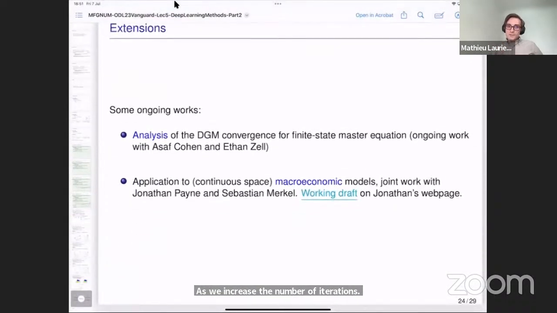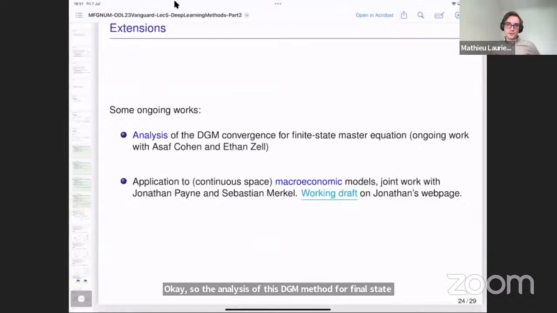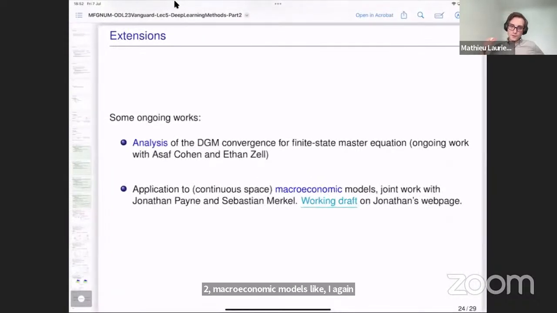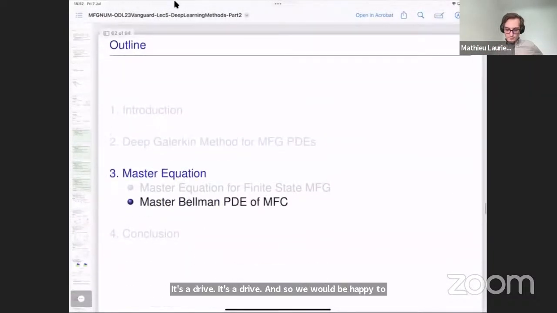Okay, so the analysis of this DGM method for finite state mean-field games is actually work in progress with Asaf Cohen and Ethan Zell from University of Michigan, but we are tackling several aspects, so you can see the paper soon. And we also tackle one form of the deep backward dynamic programming equation that I'm going to show next. And personally, I'm also interested in applications to macroeconomics. So we have a joint work with Jonathan Payne and Sebastian Merkel, where we apply this method, what I have described, as well as other methods, to macroeconomic models like Aiyagari and Krusell-Smith models. So you can check the draft. It's a draft, and so we would be happy to have comments or feedback if you have any.